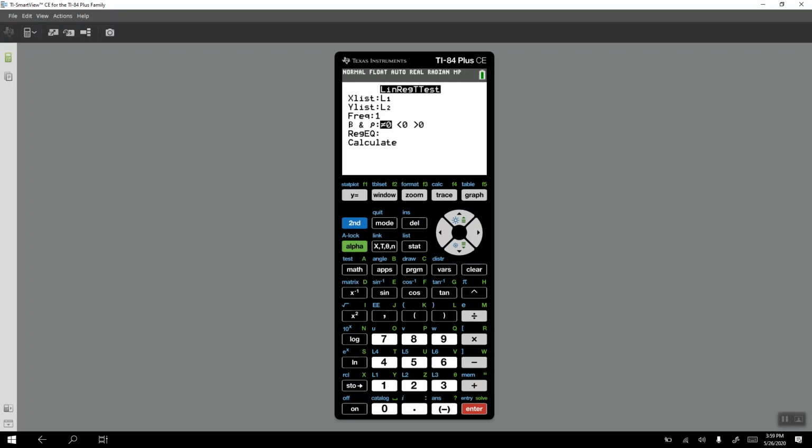Press enter on that. Again, I input my explanatory variable onto list 1 and my response variable onto list 2. This is a two-tailed test, and I'm going to go to calculate. Awesome. Now again, I want to scroll down and find that correlation coefficient. The R value that we're using here is going to be 0.4822. So let's go back and write that down.